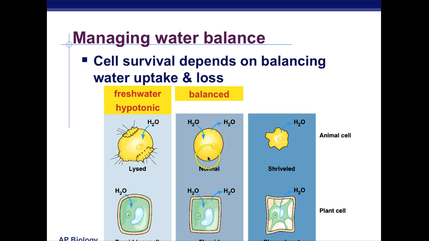In this particular case, where we have a balanced environment, meaning the same concentration of solute outside of the cell as inside of the cell, we would say that the environment was isotonic. In this last case, which is salt water, we have a much higher solute concentration, meaning more stuff dissolved in the environment than we have dissolved within the cell. We would say that the environment, meaning the area outside of the cell, is hypertonic.